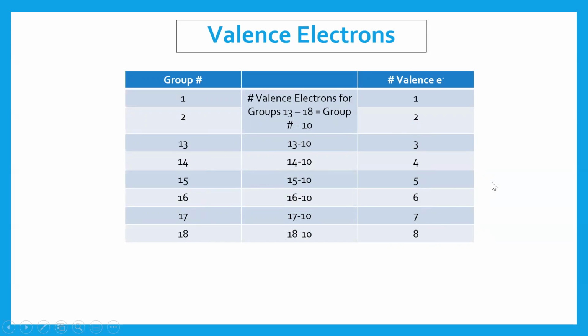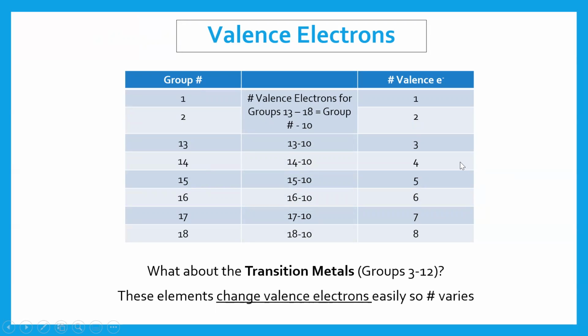But what about groups 3 through 12? What about the transition elements? Well, these elements, and you'll learn this in chapter 7, have a varying number of valence electrons. So we're just going to say we don't know, because you have to do a little bit more digging to determine that.